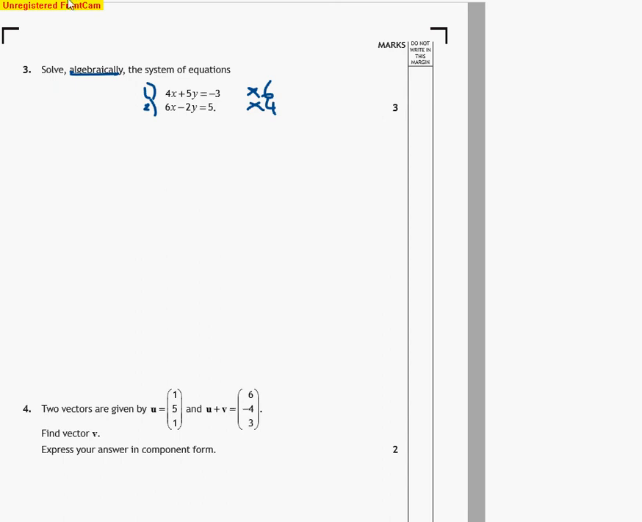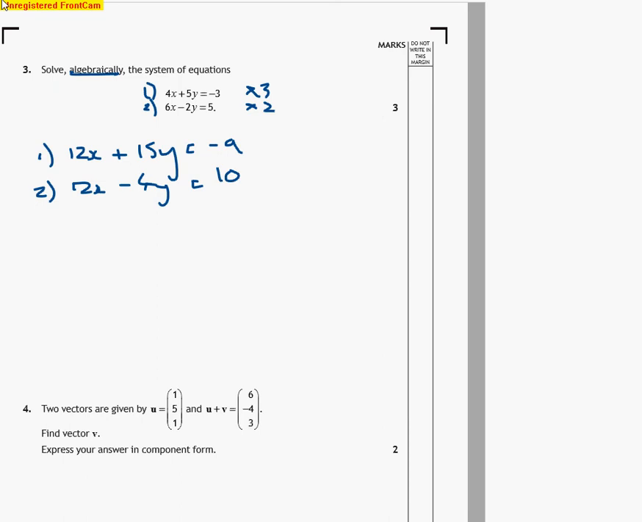So yeah, just to make my life a bit easier, I'm going to times this one by 2, and I'm going to times this one by 3, and that's going to give me 12x. So equation 1 times 3, I'm going to get 12x plus 15y is equal to minus 9. Equation 2 times 2 is going to give me 12x minus 4y is equal to 10. So that's your first step.